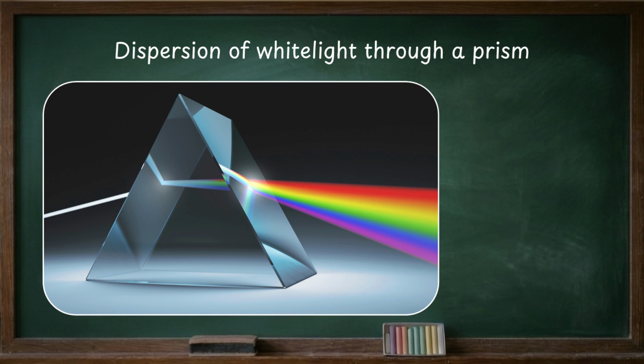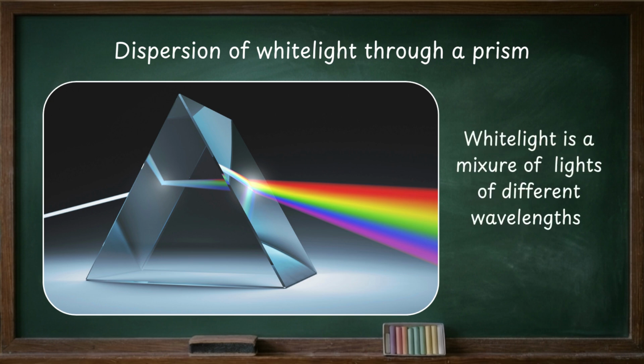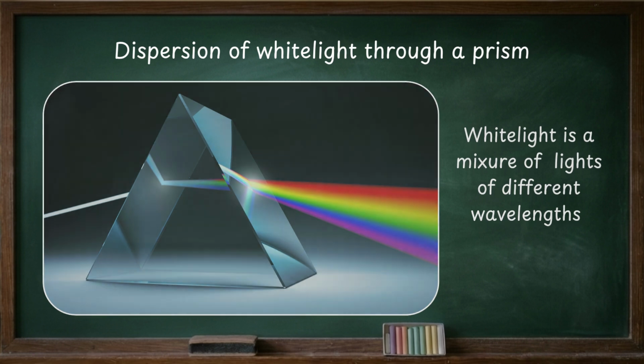From this, Newton proved a massive conclusion. White light is not a single pure color. It is polychromatic, meaning it is a giant mixture of many different wavelengths blended together. In a real spectrum, there are no sharp boundary lines separating the colors. Each color smoothly blends right into the next one.